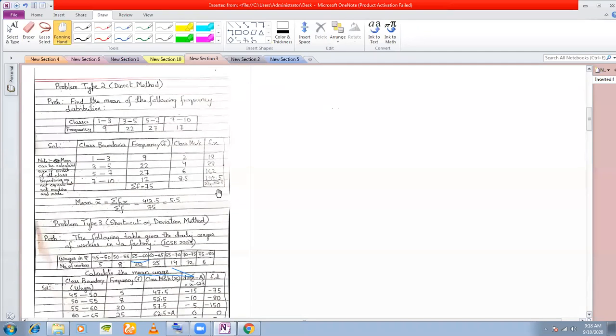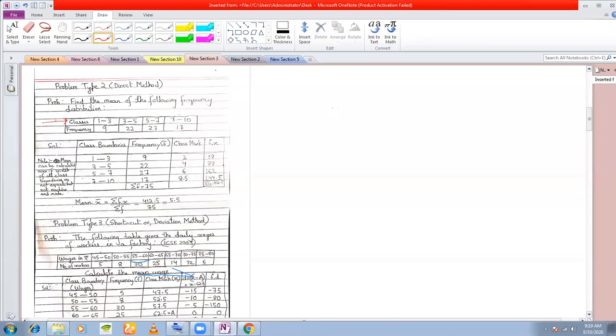The next sum is also a direct method, but this time there is a frequency distribution given to you. Now in this frequency distribution, the class intervals given here are 1 to 3, 3 to 5, 5 to 7 and 7 to 10. Remember, whenever class intervals are given, you have to find out the mean of the class intervals. Memorize this sentence, understand it in any way that you want.